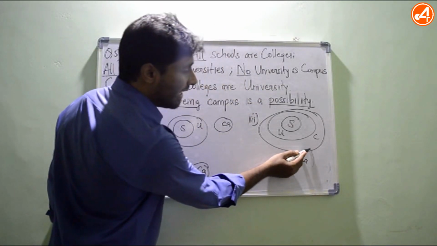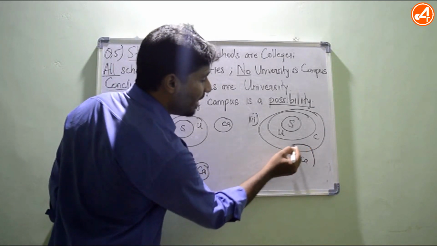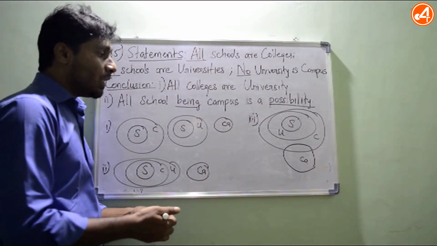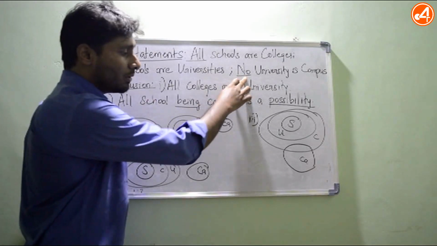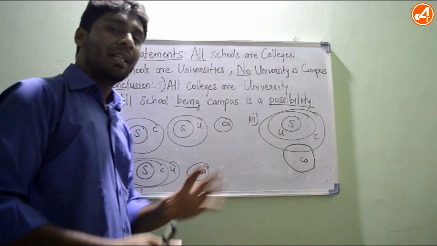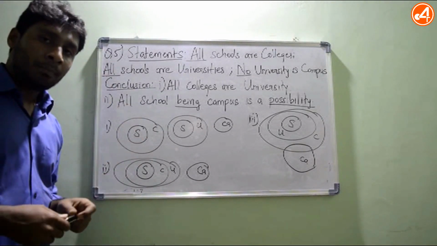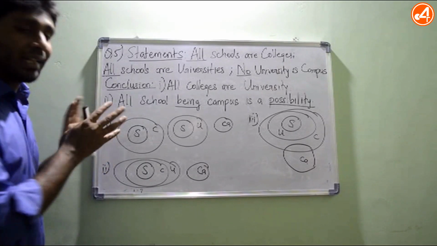When I draw the campus, I can get connected with these colleges. Got it? But can I connect with the university? Absolutely no. I can simply connect with this college and I can draw the circle. But I should not make the campus connected with university, because the question states that no university is a campus. So campus and university cannot be related in any of the cases. Any of the possible diagrams we can draw, but these three are very mandatory and necessary for getting the answer.